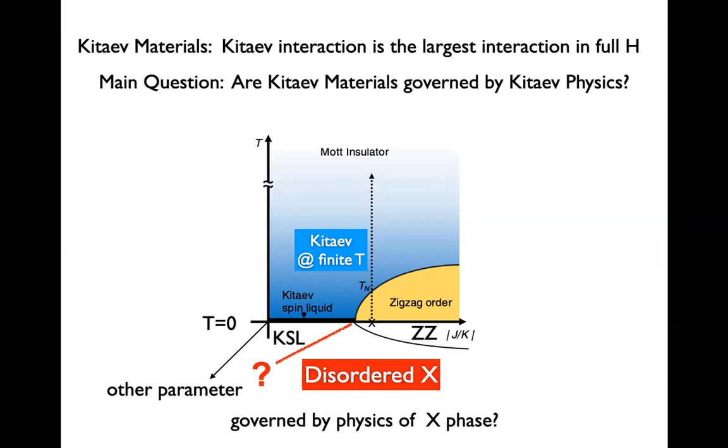If I have another state here, and that state could be ordered or could be disordered, and this is an unknown phase, I'll call it X. And then there is a transition between the Kitaev spin liquid and this unknown X, which is disordered, for example. In that case, the physics of the material here is not necessarily governed by the Kitaev spin liquid physics, but could be governed by the physics of the X, because it really depends on how this phase boundary will appear at a finite temperature. Then my material is going to be governed by this rather than the Kitaev spin liquid.